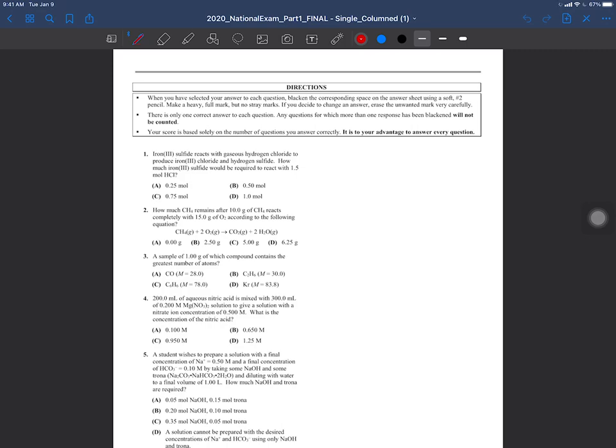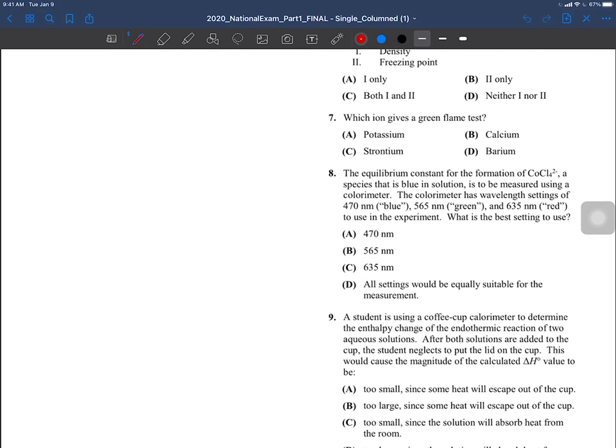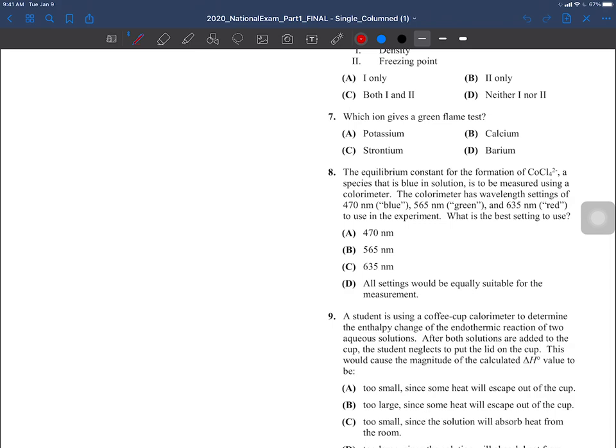So the first one we are going to talk about is question number 8, okay? Question number 8. Basically, first you may need to know this complex has a certain color, because this is a very classical, typical AP experiment. We use cobalt chloride to react with HCl to produce a complex.